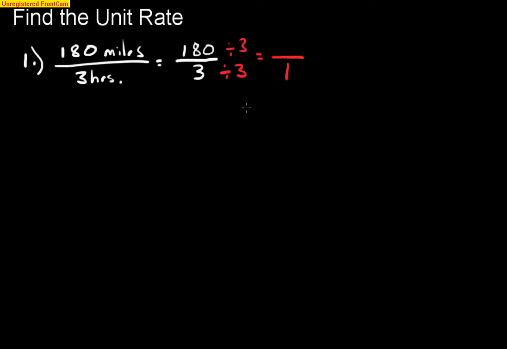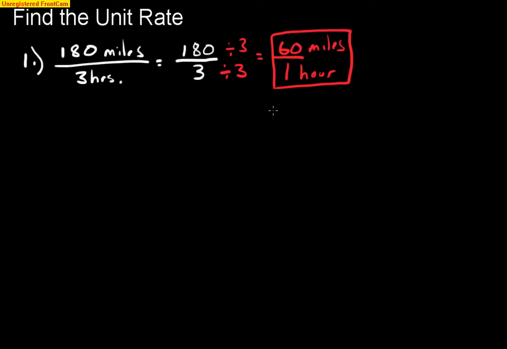And then on the top, what we have is 180 divided by 3. And if you put that into a calculator, or if you know it in your head, you're going to come out to 60. So we have 60 over 1, which is a unit rate because there is a 1 on the bottom. And we need to put our units back in there, so that's 60 miles for every hour. So that would be your answer. Very simple thing to do. We're just making something into a unit rate.